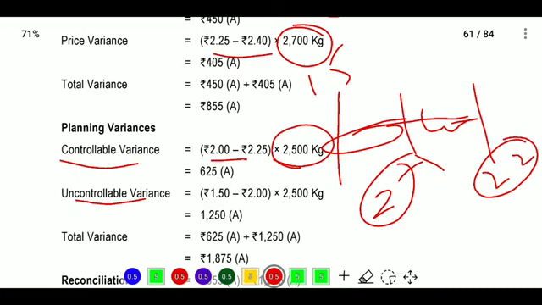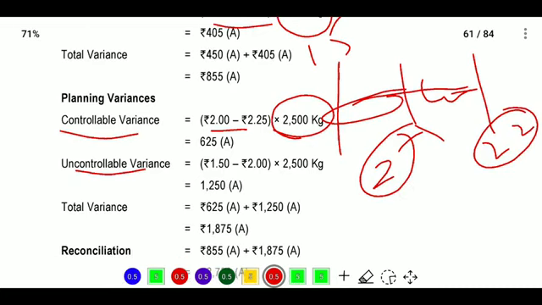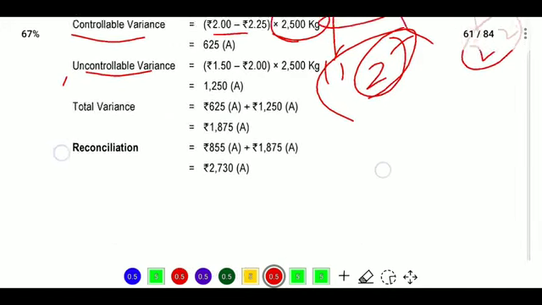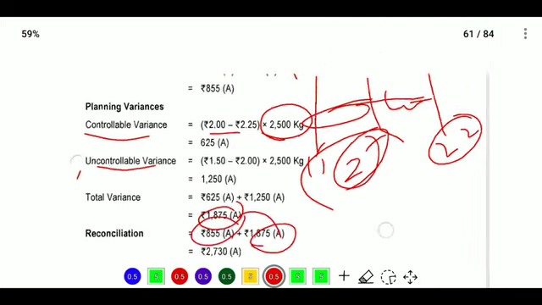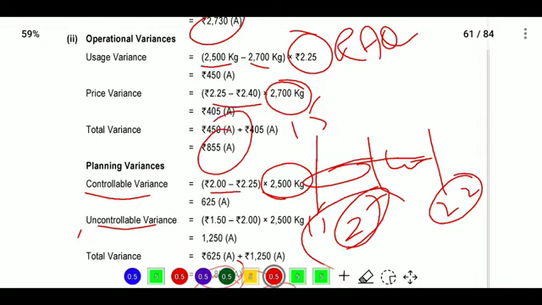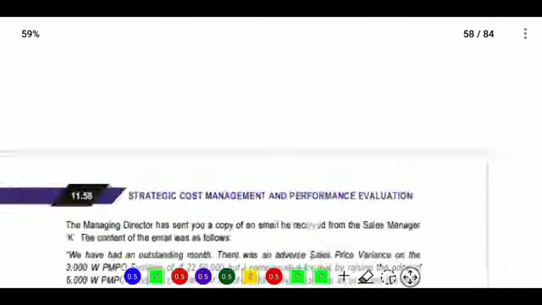Budgeted and uncontrollable variance, that is from here, 1.5 to 2. It is an uncontrollable factor, into 2500. Total variance we will get, and the reconciliation will be 255 plus 18,750 and 255 variable. This is operational variance. This is the case of the first question, and we will see the next question.